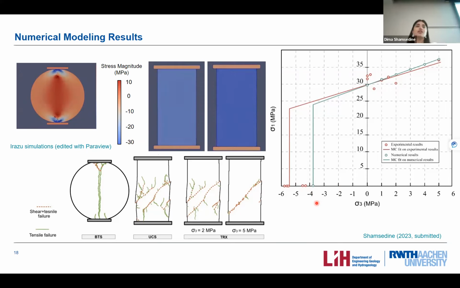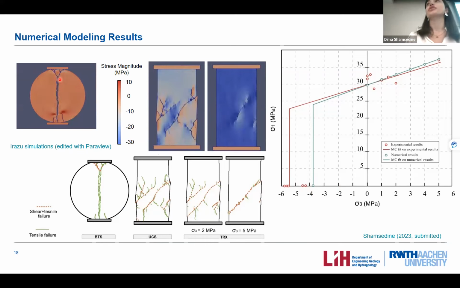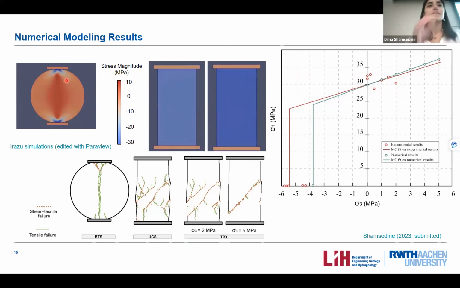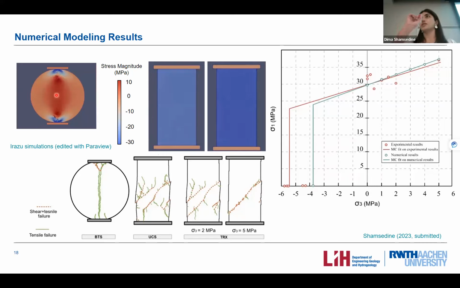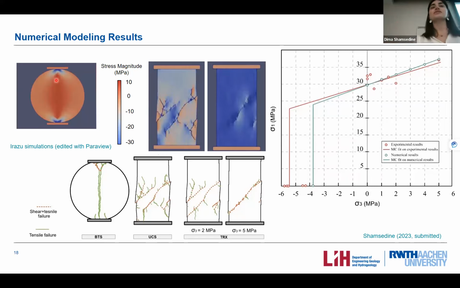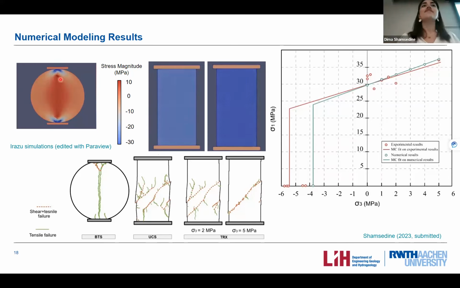Sure. So what you can see here in the Brazilian disc, you can see the failure starting from this point. And the failure starting at this point is not the typical Brazilian failure. Brazilian failure should start from the middle of the disc and propagate toward the two edges. Here it starts from this side and propagates. And this happens because failure happens in a shearing manner.